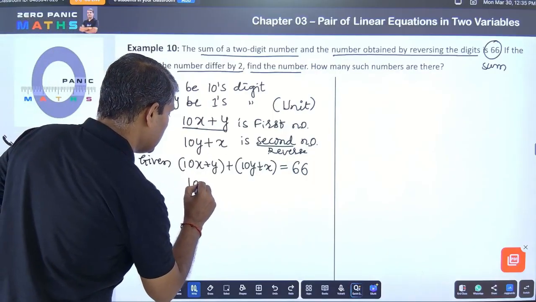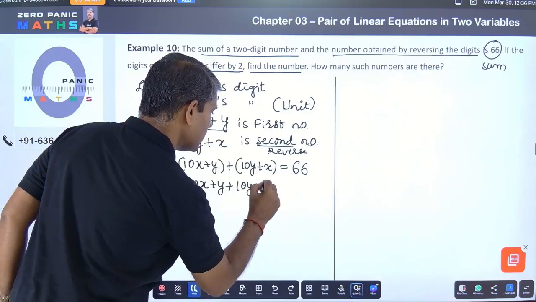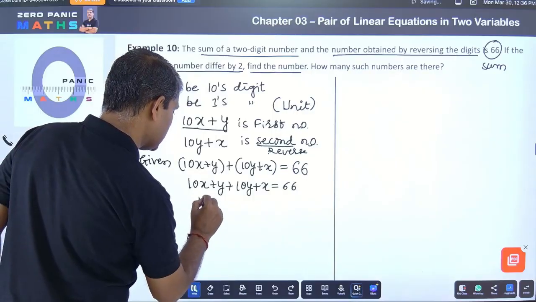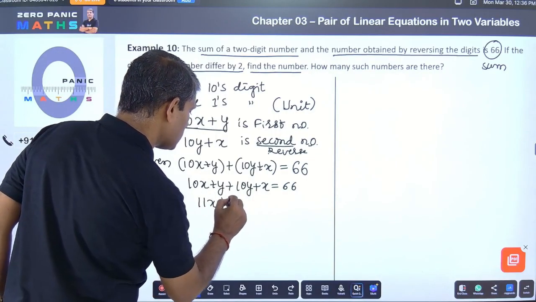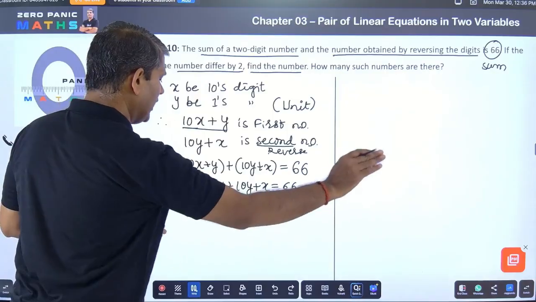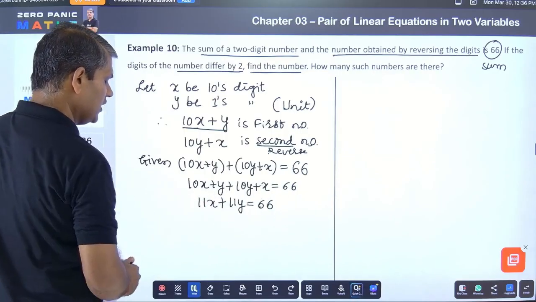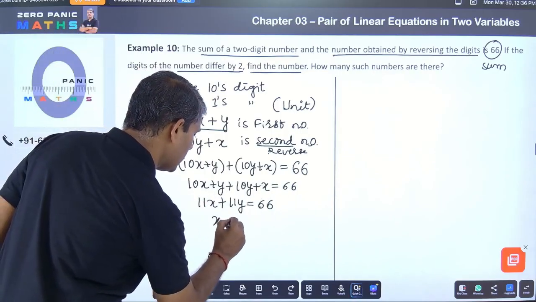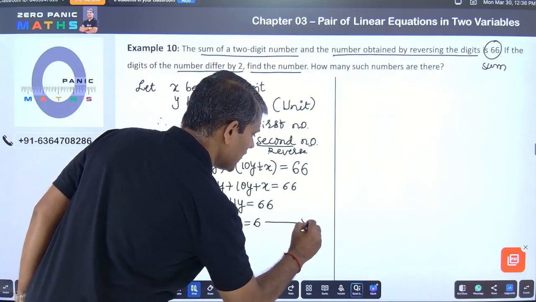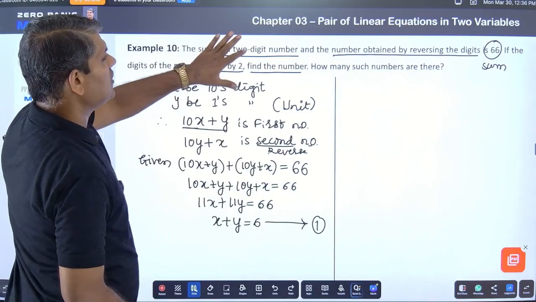What is this? 10x plus y and 10y plus x is equal to 66. That is 10x plus x, that is 11x, plus 10y plus y, 11y, is equal to 66. So divide it by 11, because 11 is common in all the terms. Dividing by 11 will give us x plus y is equal to 6. Let us consider this as equation 1. Okay, so this is the first part.